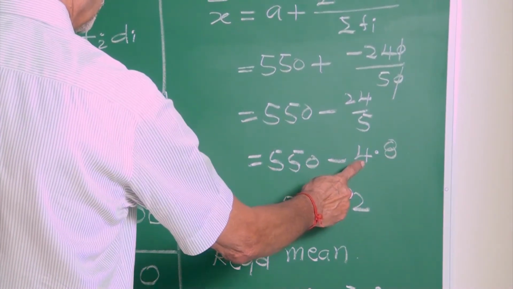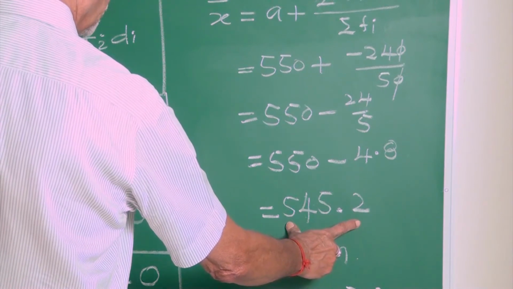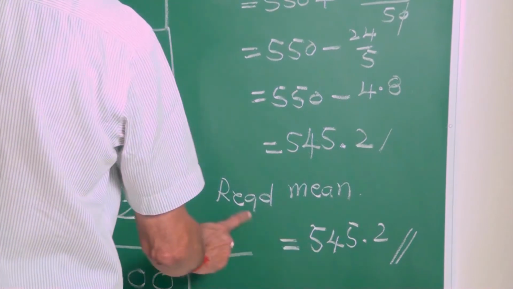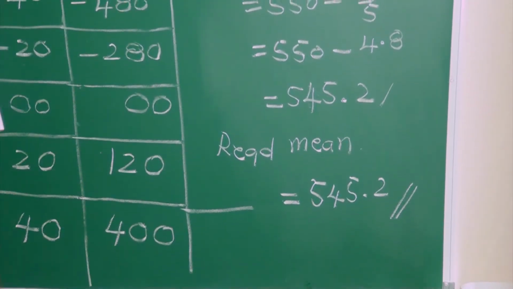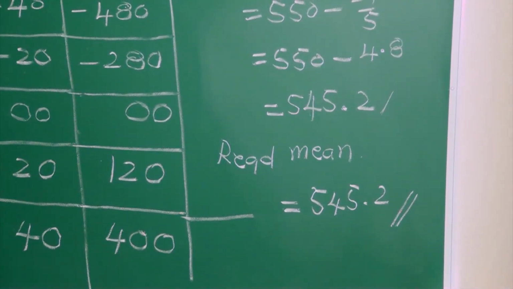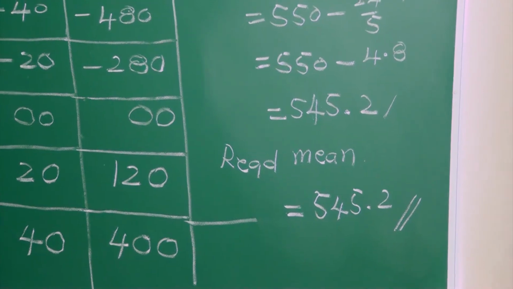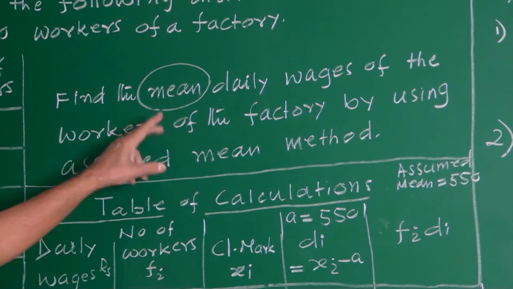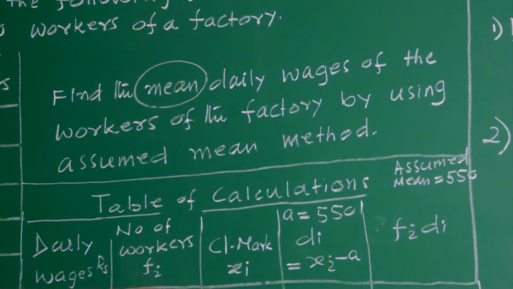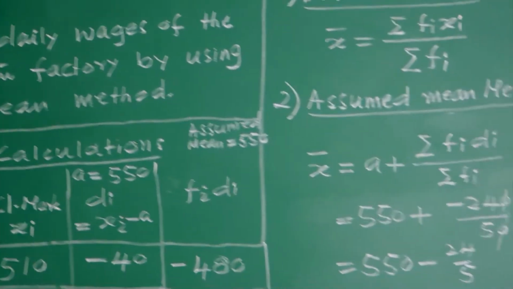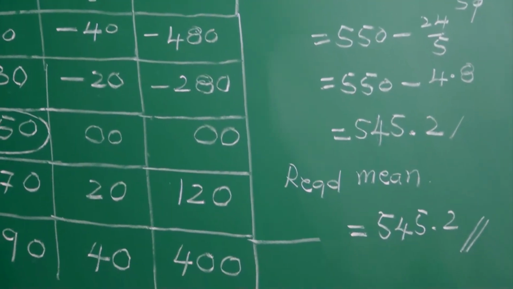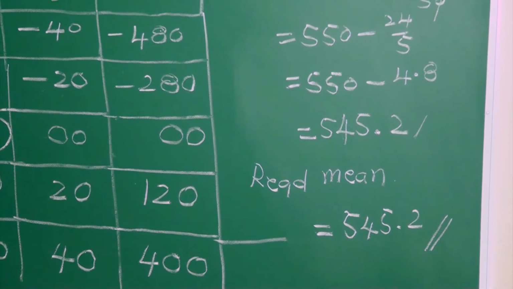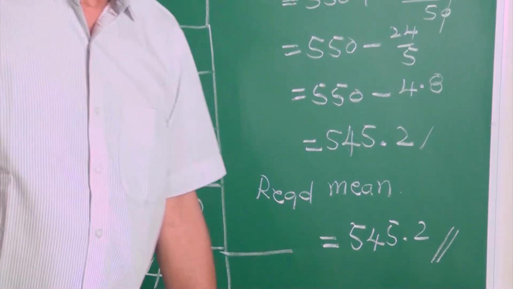This minus 4.8, the remaining is 545.2 is the answer. I told my friends, very appropriate word. That is required. Mean means, instead of writing all these mean daily wages of the workers of the factory, instead of writing all these lengthy, write this itself is the required mean, whose value is 545.2, my friends.